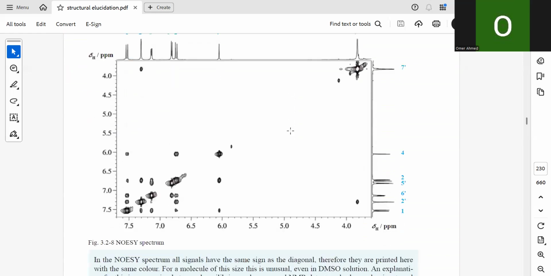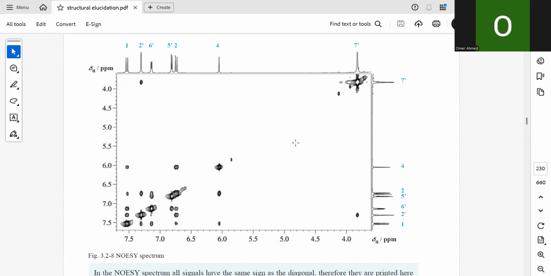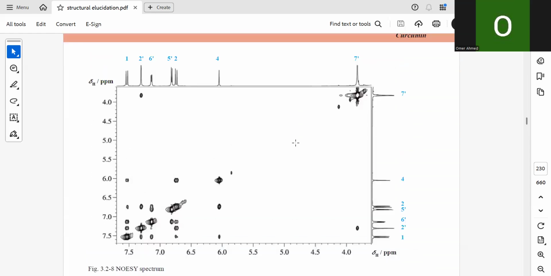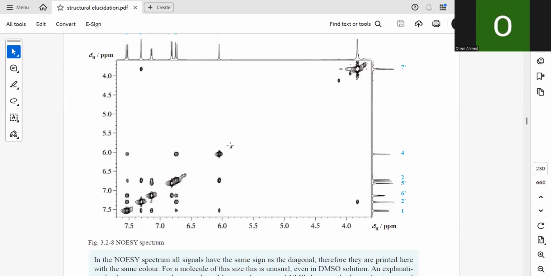We come to the NOESY spectrum. Unfortunately, the off diagonal peaks are not in red colors, but the correlations are very clear. We can see the correlations between 2 prime and 7 prime. Very clear. And also between 2 and 4. This is a NOESY proton-proton correlation, and it tells you about the stereochemical analysis of the compound.